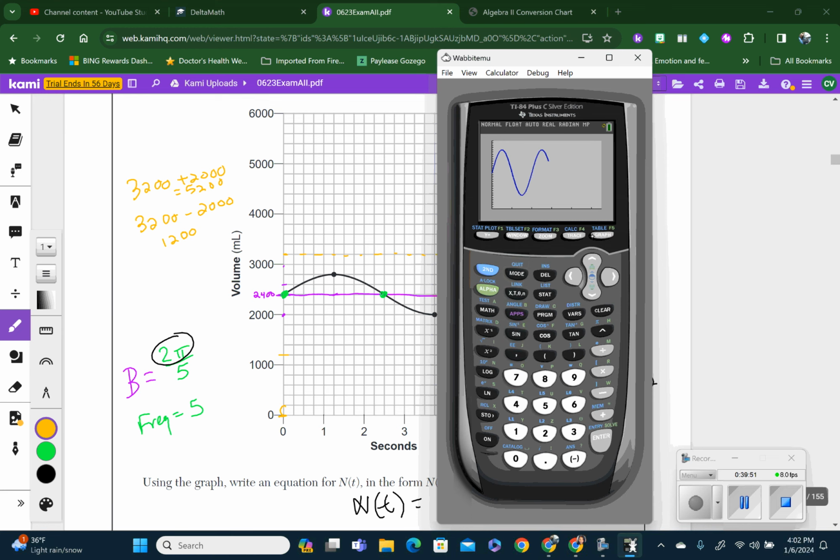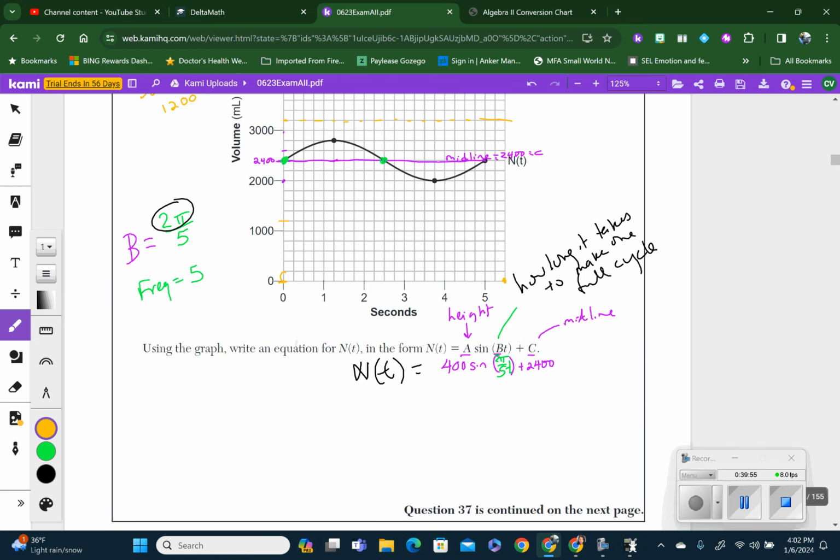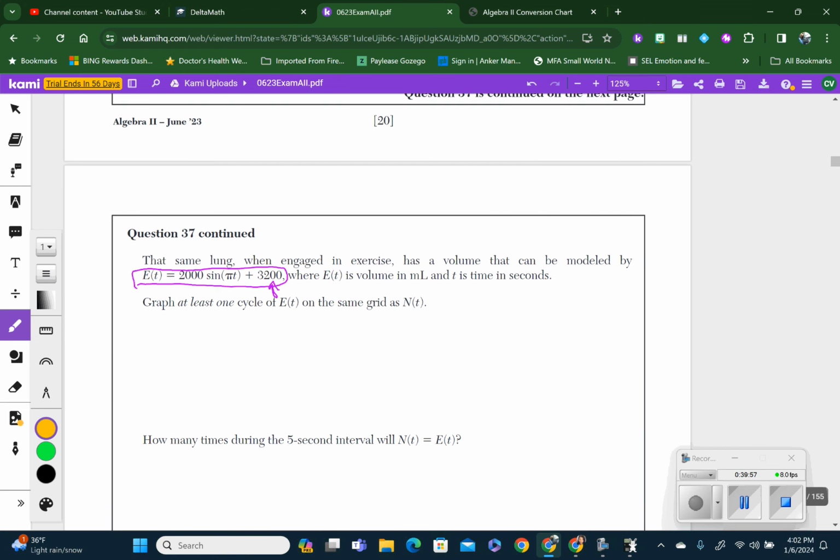So now all I want to do is one full cycle, okay? So let's see if we remember this one right here. We dealt with the height and we dealt with the midline. What we didn't talk about is our B here. So it's 2 pi over, right? Our B is pi, and this cancels out, which means that our period is 2. Our period is equal to 2.